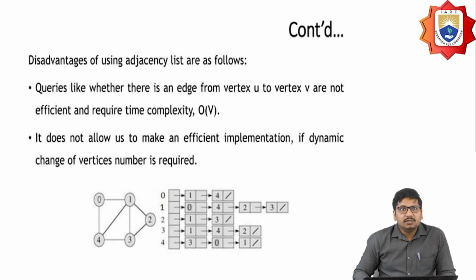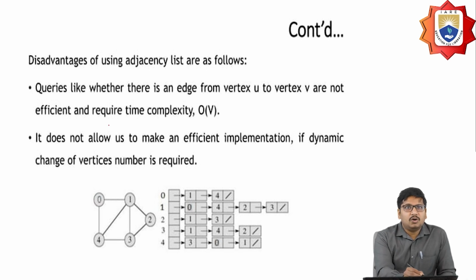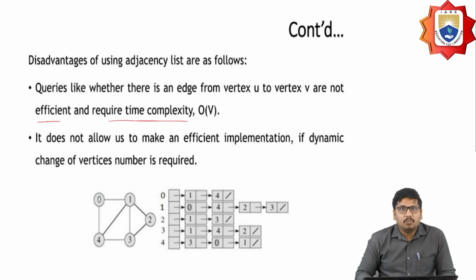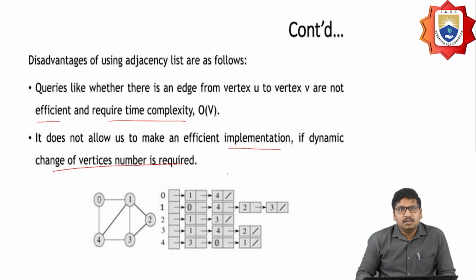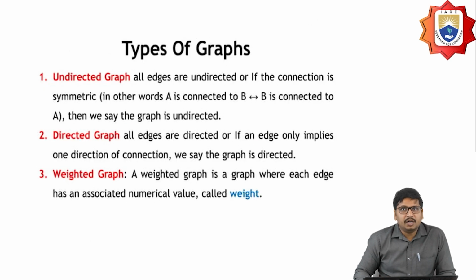When it comes to disadvantages, the main disadvantage of this adjacency list is that whenever we need to check whether there is an edge from U to V, it is not efficient and requires time complexity of V as well. It also does not allow an efficient implementation if dynamic changes of the vertex number are required.